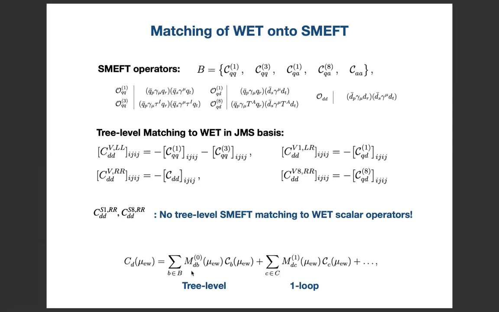In general, you can express the matching by this general formula. The first term is given by the tree level matching, which is just represented here. Then we have the one loop matching, and in one loop matching many more Wilson coefficients will come into play. I will come to this point later in my talk.